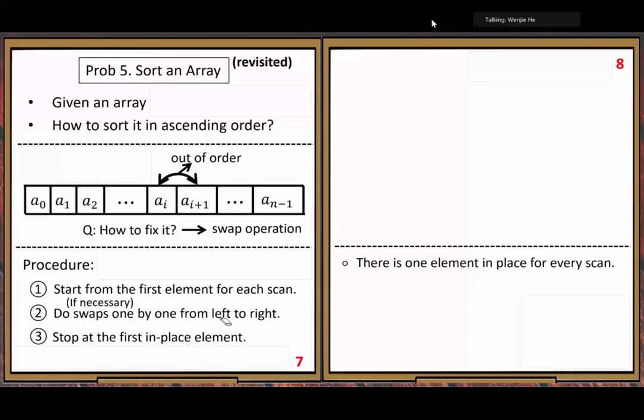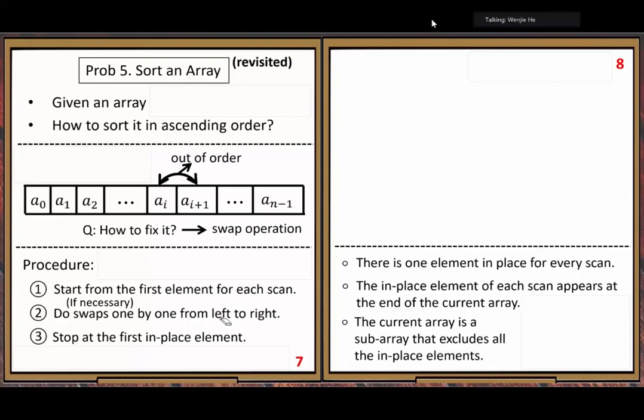All right. So here, let's do a little summary. Every scan, there is one element in place. That's the property. The in-place element of each scan appears at the end of the current array. The current array is a subarray that excludes all the in-place elements. So when you write your implementation code, you need to pay attention to this kind of details. Then you can write the code.